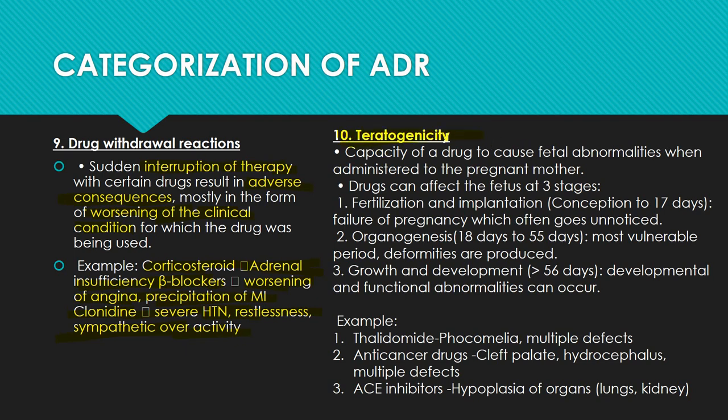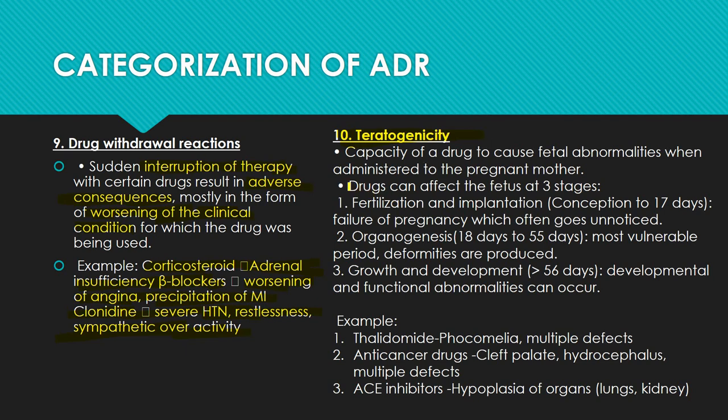Next is the teratogenicity. Now what is teratogenicity? Teratogenicity is the capacity of a drug to cause fetal abnormalities. Teratogenic means the fetal damage or the fetus damage. When does it occur? It occurs in cases of pregnancy when a mother is pregnant and the mother is provided with the medications that cause the adverse drug reaction to the fetus, that causes the teratogenicity.